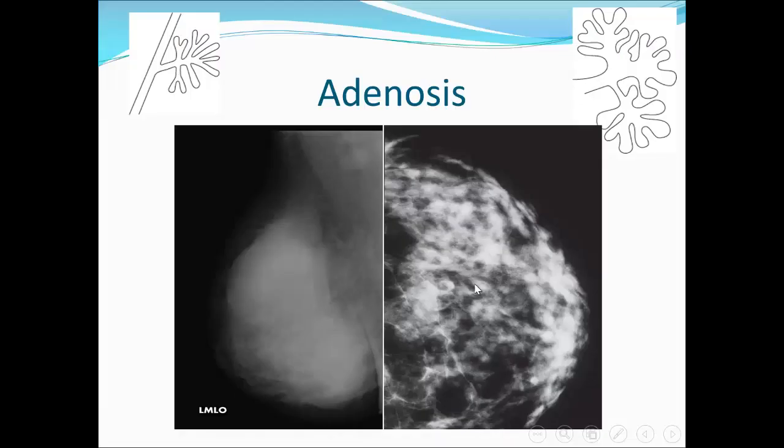Here is ANDI, the aberrations of normal development and involution. This is the appearance of fibroadenosis. I put it here with the figure. This is the normal ductal lobular unit, and this is the ductal lobular unit with fibroadenosis. It is just abnormal proliferation of the normal.